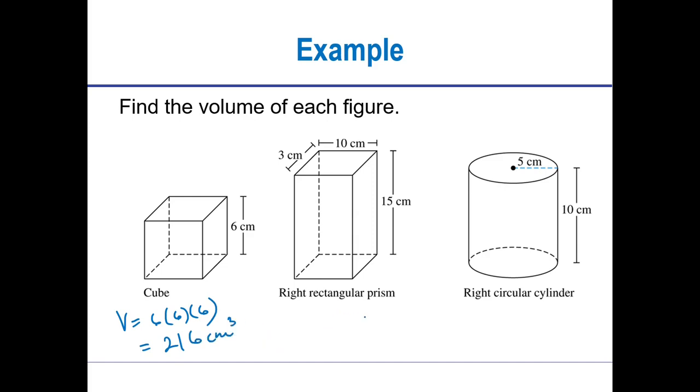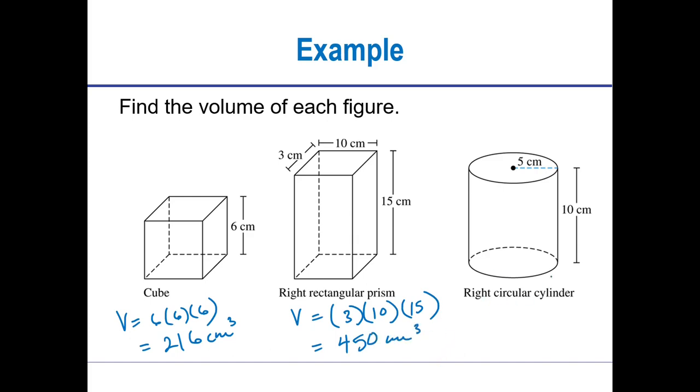For the right rectangular prism, we'll multiply 3 times 10 times 15. So the volume is equal to 3 times 10 times 15, and that is equal to 450 centimeters cubed.